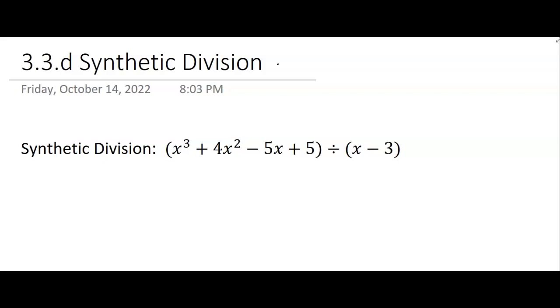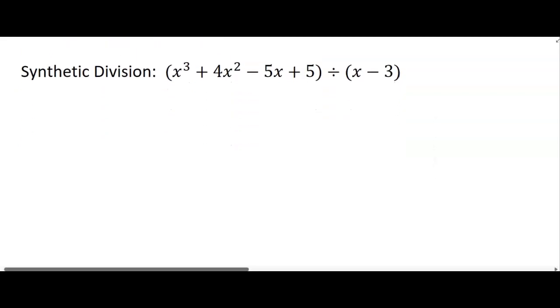So we're going to go over what's called synthetic division. It's another way to divide polynomials, and it's not as long as long division. And it's all in this setup, okay? First of all, you can only use synthetic division if the divisor is linear, meaning you can't have a degree higher than 1 for the divisor. Okay, so just keep that in mind.